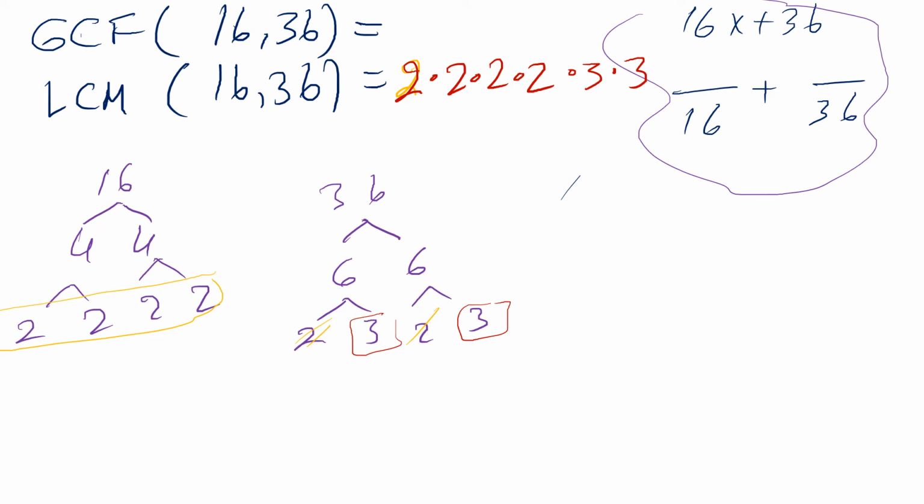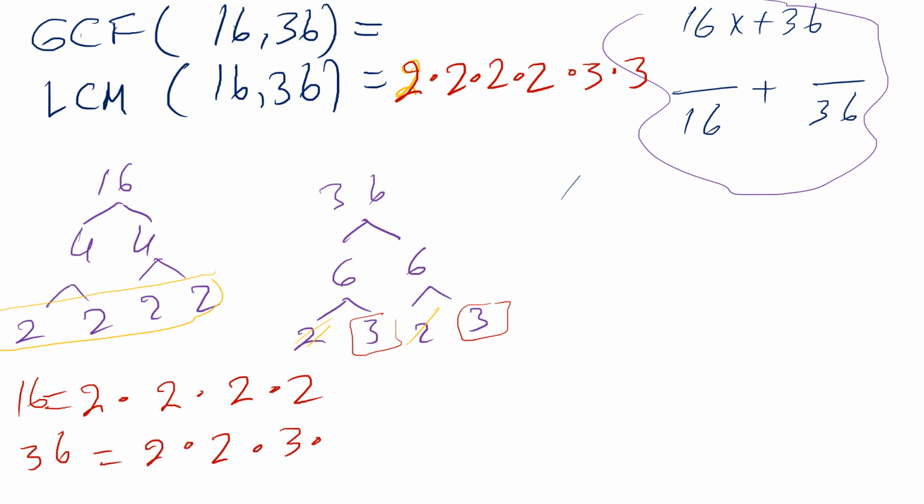All right. For the greatest common factor, of course, when you do 2 times 2 times 2 times 2 for 16, and when you do 2 times 2 times 3 times 3, they have to be in common. So that's a 2. And that's a 2, right? What else? This 2 here is not here, this 2 here is not here, and this 3 here is not there, and this here is not there. So 2 times 2, which is a 4.